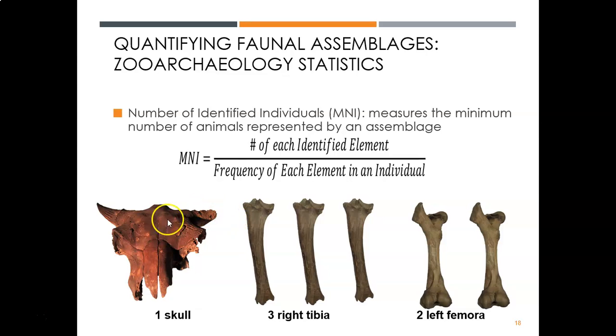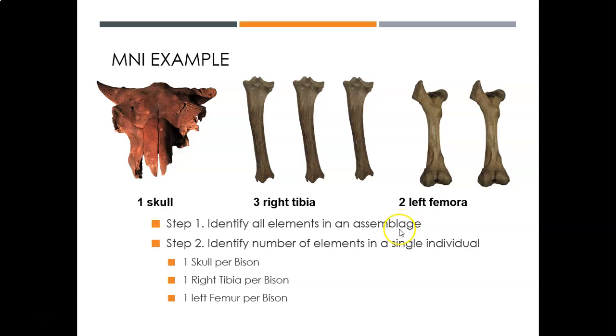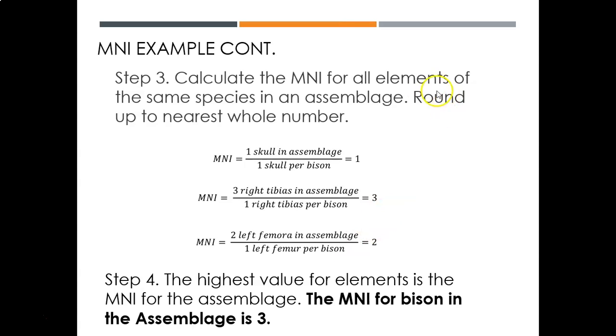So now that we've calculated the MNI for each element, we can look at our overall assemblage and we realize that the highest number that we have is 3. That means that our MNI is 3. Okay, and so I go through each of these steps as follows. Step 1, we identify all the elements. Then we identify the number of elements in a single individual: 1 skull per bison, 1 right tibia per bison, 1 left femur per bison. Then we calculate the MNI for all elements, rounding up to the nearest whole number.